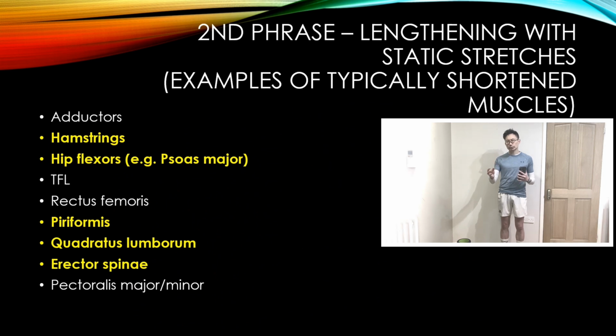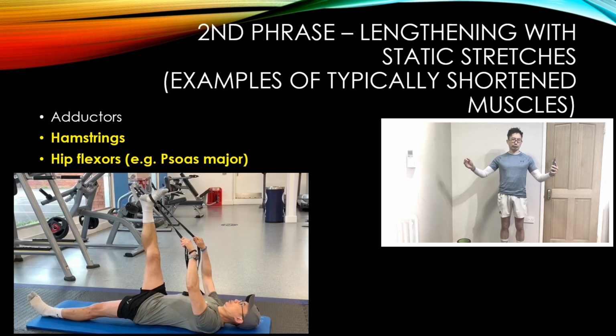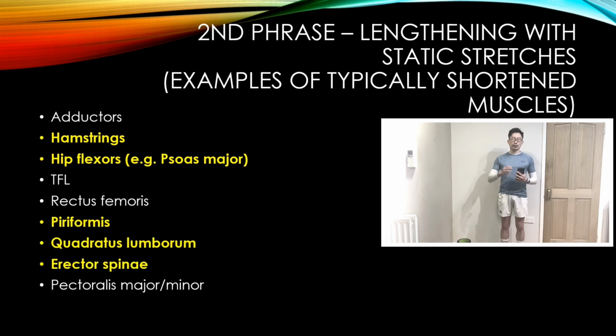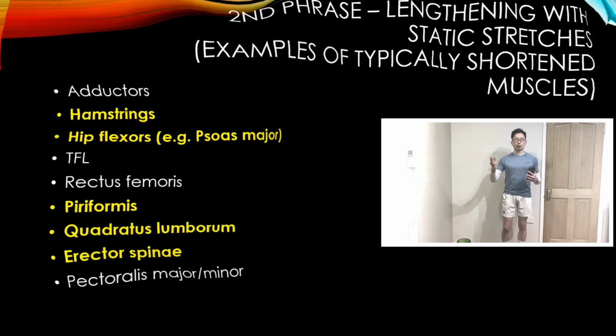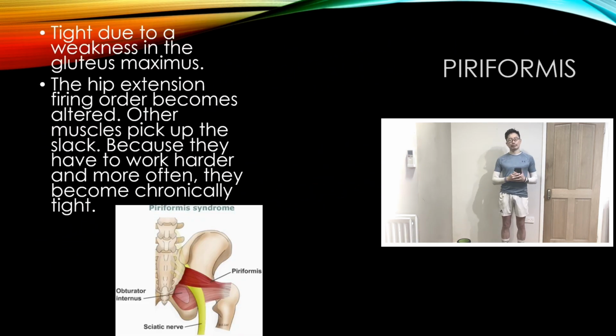Once we have released the tightened muscles by working on the trigger points within them, we need to stretch them to restore their normal length. Commonly tightened muscles that are implicated in lower back pain cases are listed here. Stretching them regularly can therefore prevent and alleviate back pain.